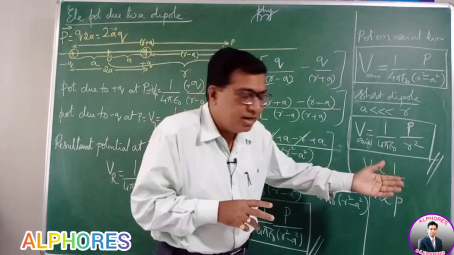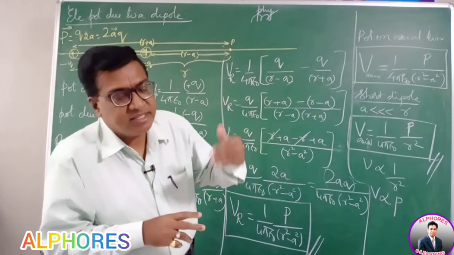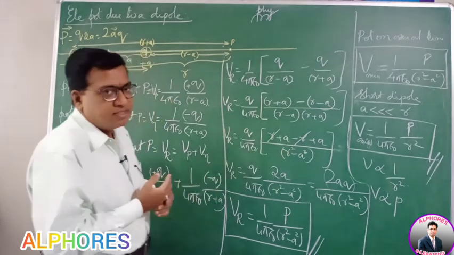So the distance is doubled. If the distance is doubled, potential becomes 1/4. Distance increased n times, potential becomes 1 by n square times. So that way it is like this.